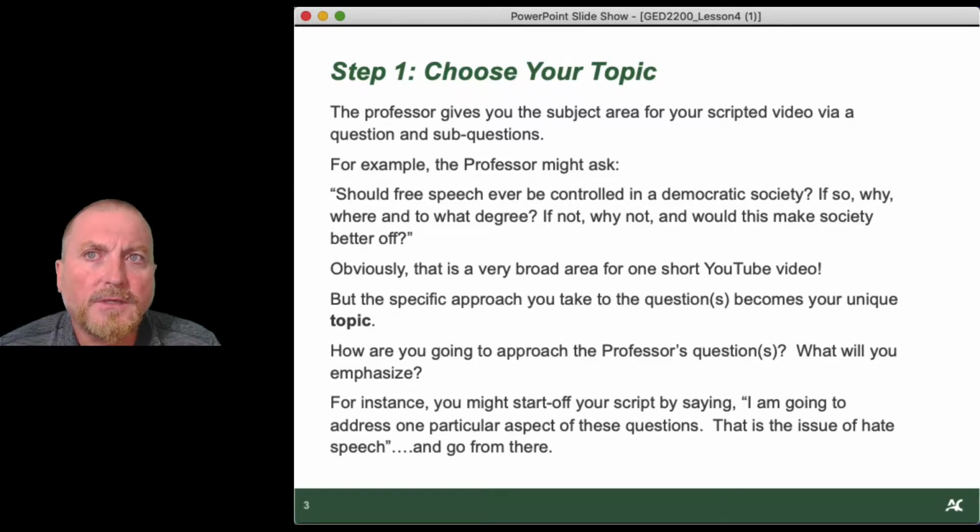I give you the subject area for your scripted video via a question and sub-questions. For example, I might ask, which I do in the first video: should free speech ever be controlled in a democratic society? If so, why, where, and to what degree? If not, why not? And would this make society better off? So this is the question I'm asking.